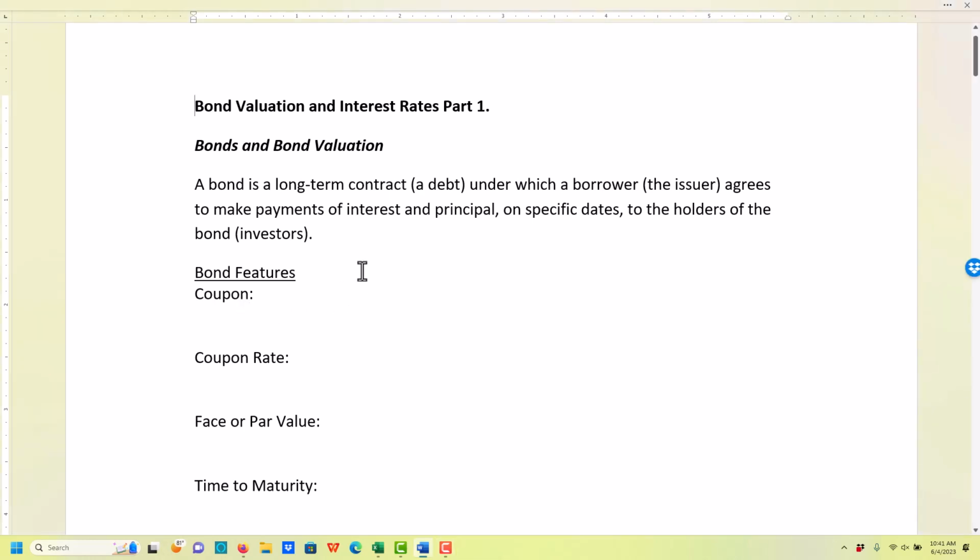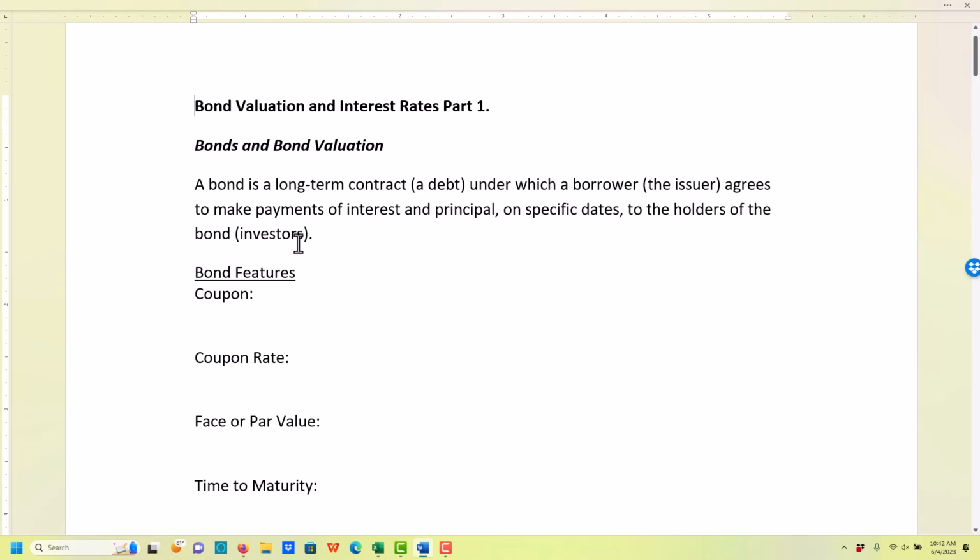So a bond is a long-term contract, a debt under which the borrower or the issuer agrees to make payments of interest and principal on specific dates to the holder of the bond, or the investors, or the bondholders is one way we'll refer to them. One thing that is important to understand here is that the issuer is the person or the firm that is taking out the debt. So when Walmart has bonds, they're the issuer. When they issue bonds, they're the issuer of the bonds.